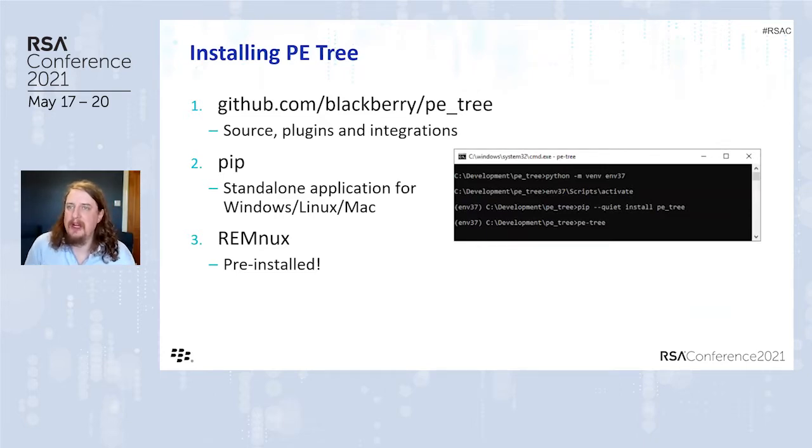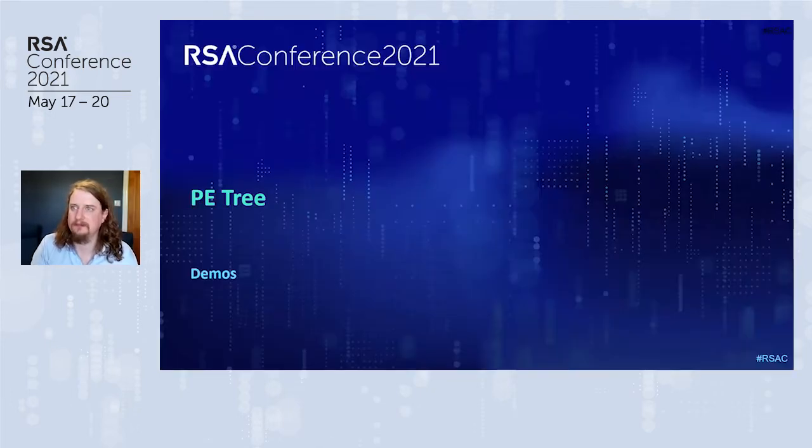As for grabbing PE-tree and installing it, it's up there on GitHub. We'll do a quick review of this at the end as well. It's pip installable too: pip install pe-tree, and off we go. It's also pre-installed on Remnux. So plenty of places in which you can grab the tool and have a play around.